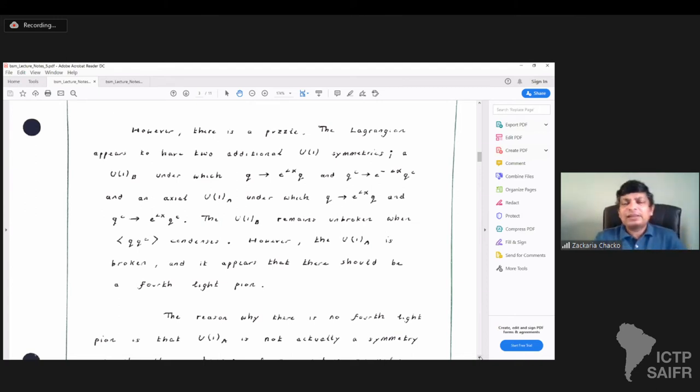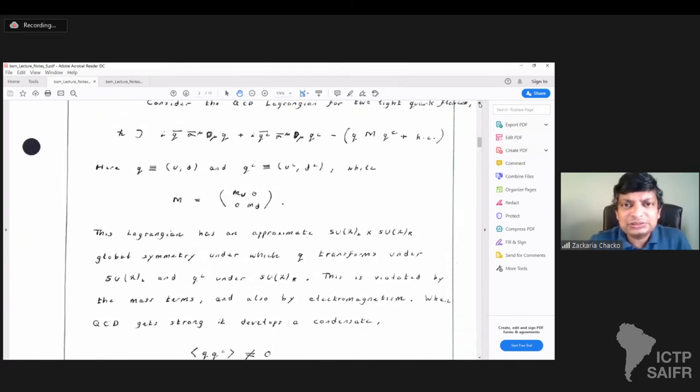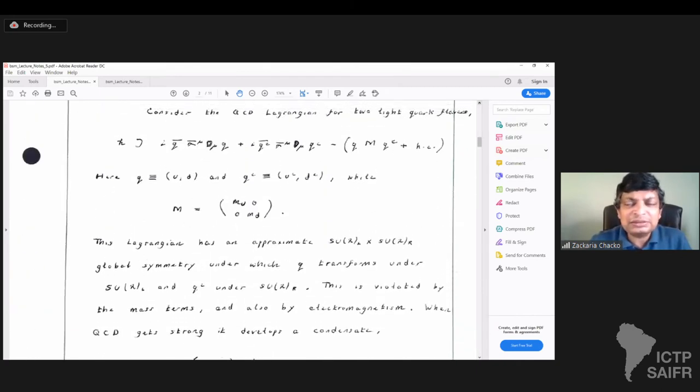However, there is a puzzle. If you stare at this Lagrangian for a minute, you'll see that it actually has more symmetry than just SU(2) left and SU(2) right. It has a symmetry under U(1) baryon number. Q and QC have opposite charges, and this is obviously invariant under baryon number. So no surprises there. Baryon number is a symmetry of the whole Standard Model, not just of this. But it's also invariant under an axial symmetry.